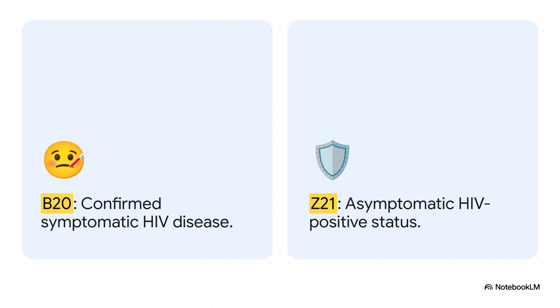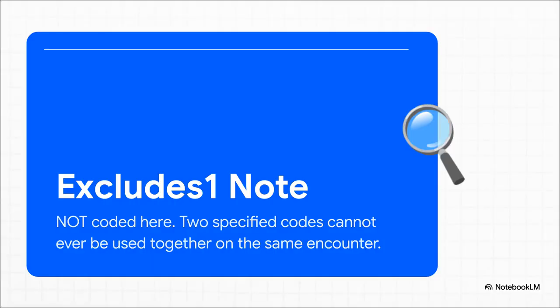Don't fall for it. Oh, and a quick, vital reminder on Excludes1 notes. Not coded here literally means those two specified codes can never, and I mean never, be used together on the same encounter. So trying to combine an asymptomatic code like Z21 with a symptomatic code like B20 is going to give you an invalid combination every single time.